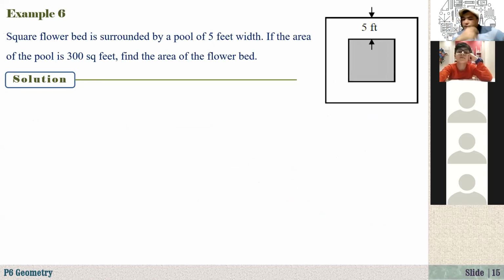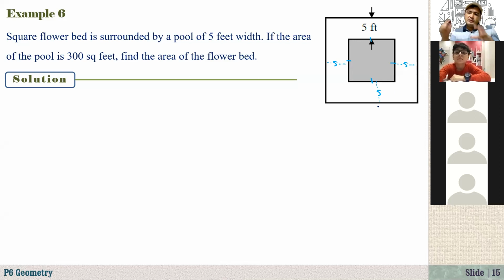Guys, how about this question? You have 3 minutes. Can you try this? Here, it says the square flower bed. So this one is our flower bed. All sides are equal, but we don't know what side it is. It's surrounded by a pool of 5 feet width. So this width is 5, and also this one is 5, and this side is 5, and this one is 5.